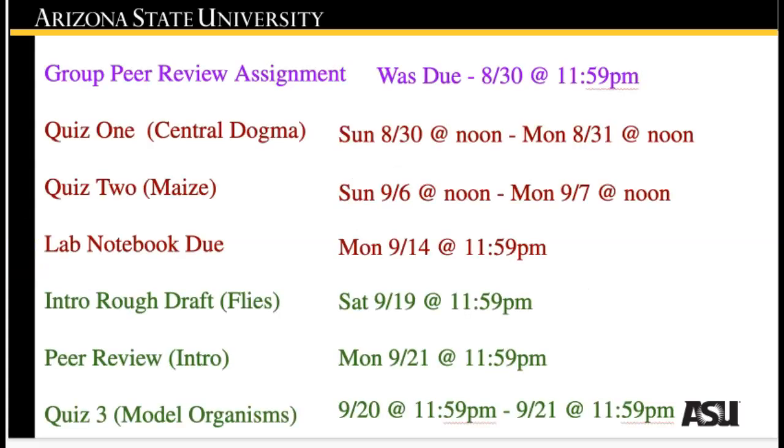First, I just want to mention all the things that are coming up. The group peer review assignment was due on August 30th by 11:59 p.m. Quiz 1 over the central dogma was also due on the 30th. It was open the 30th at noon to the 31st at noon. And then quiz 2 is going to be open from Sunday 9/6 at noon through Monday 9/7 at noon.